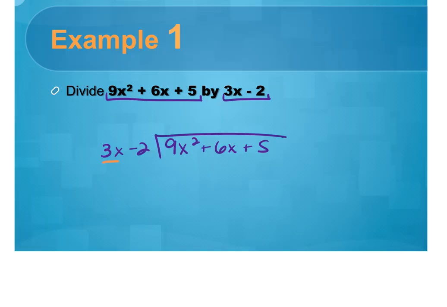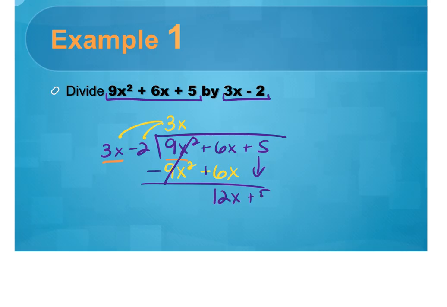And it is first into first. What would I have to multiply 3x by to get to 9x squared? It's 3x. Multiply it, and I get 9x squared. Multiply it by negative 2, and I get negative 6x. And then we change our signs. First terms cancel. 12x remains, and I bring down the positive 5.